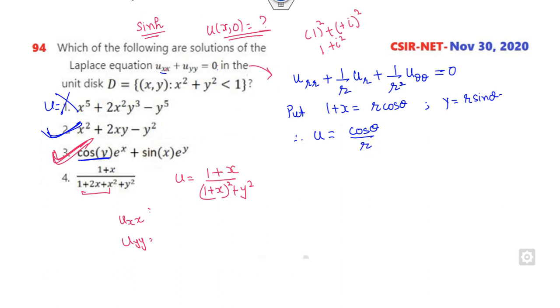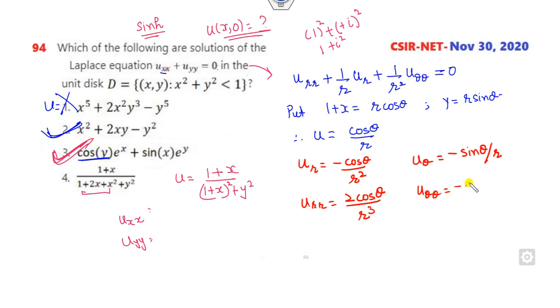Fine. Now the rest of the part is very simple. You can take the first partial derivative with respect to r. This is r square. You can take the second derivative, it's 2 cos theta over r cube. Now you need the u theta first derivative, minus sin theta over r. You can take the second derivative, minus cos theta over r square.